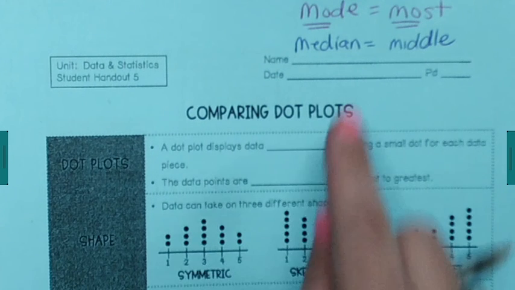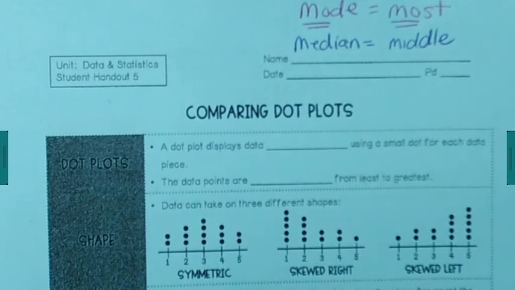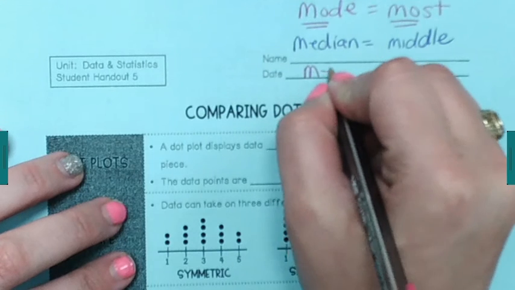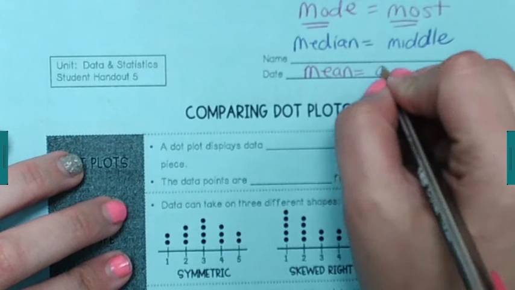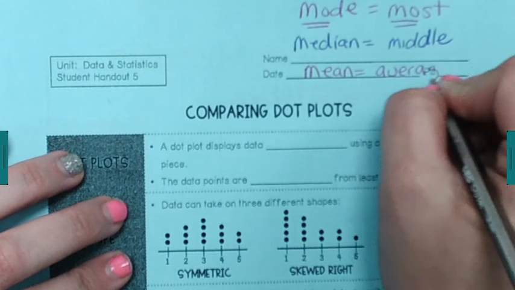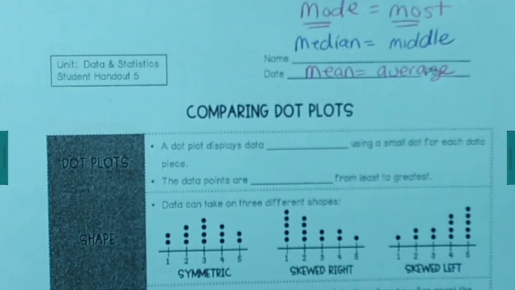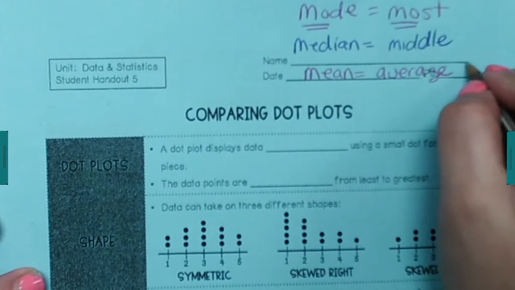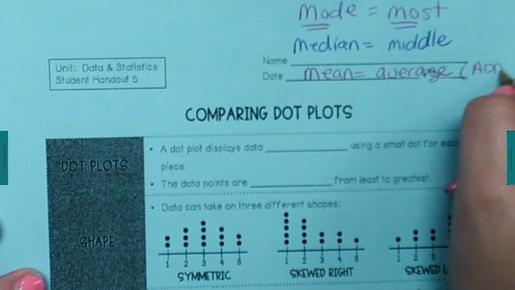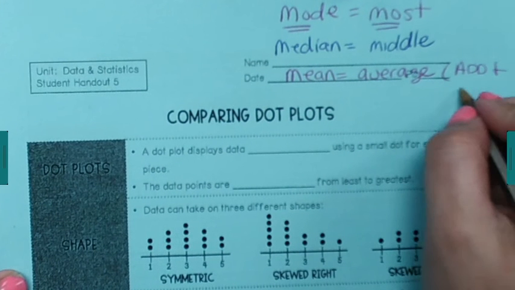Okay. So median is the middle. The mean is the average. The mean teacher averages your grades. Mean. And then to find the average, you add. And then divide.